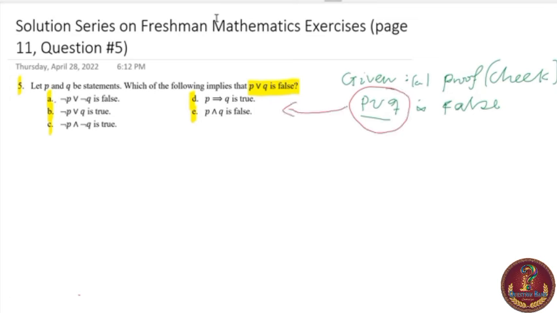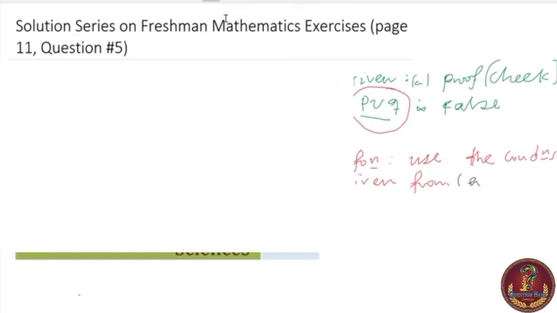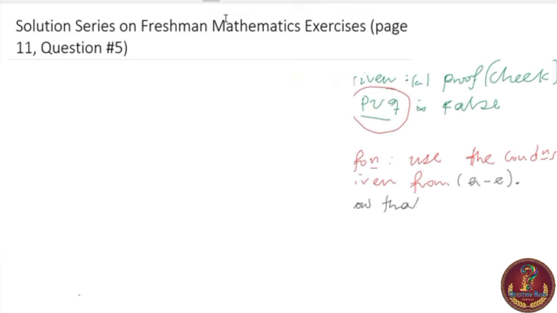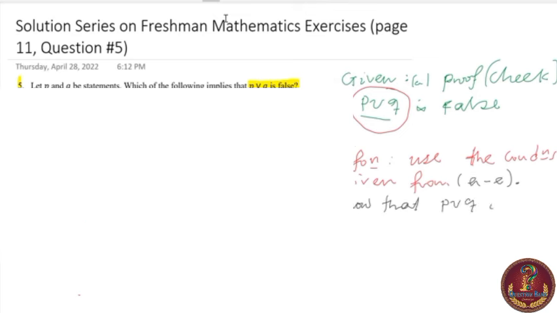What is given? A to E. The information given in this question is that you have to use the conditions given from A to E and show that P or Q is false. So this is the question. We'll continue with part A.